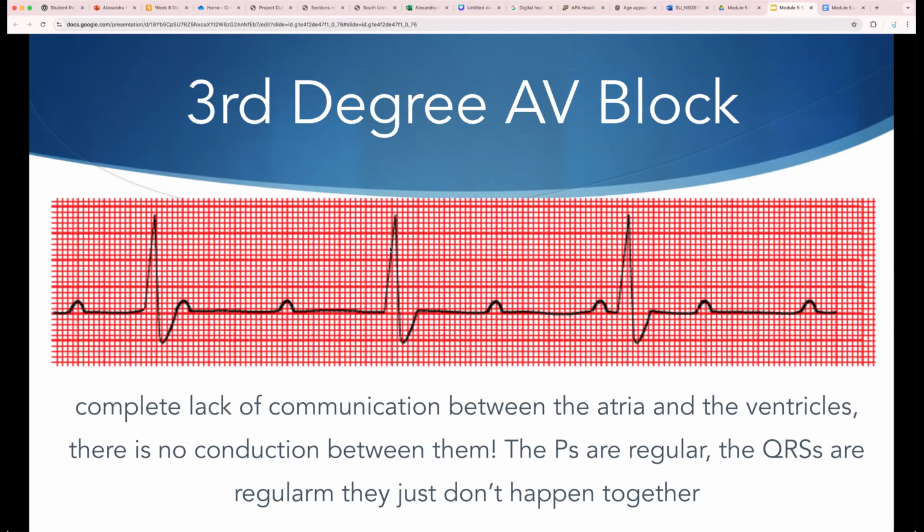And how do we treat it? Similar to how we treat symptomatic bradycardia, right? Atropine, transcutaneous pacing, transvenous pacing, pacemaker insertion.